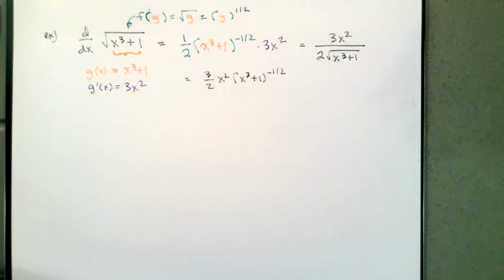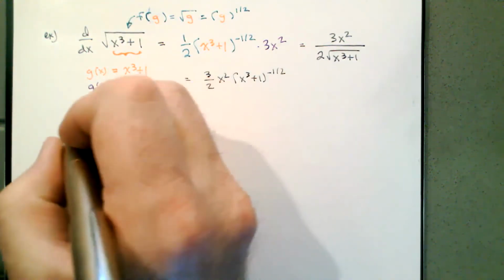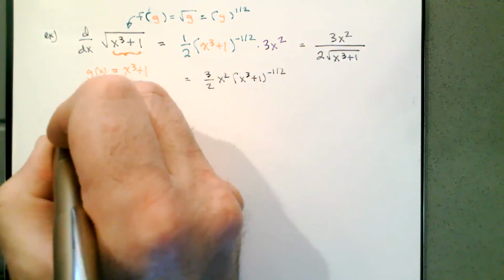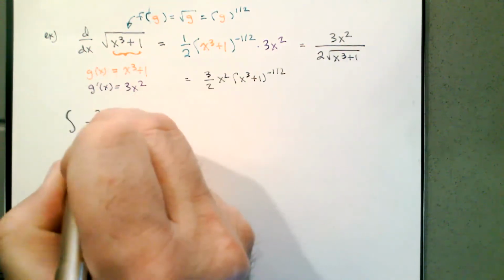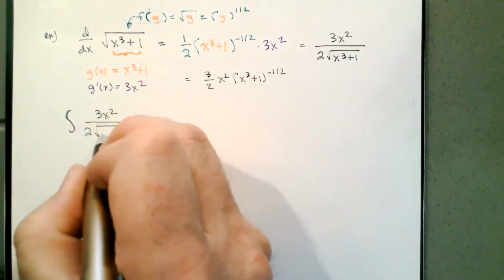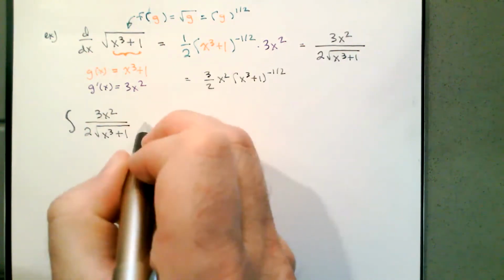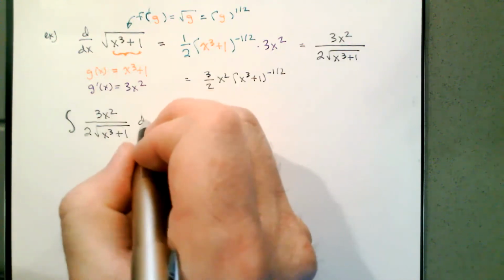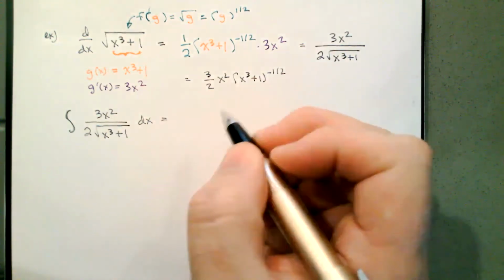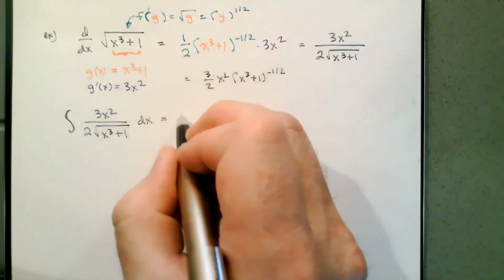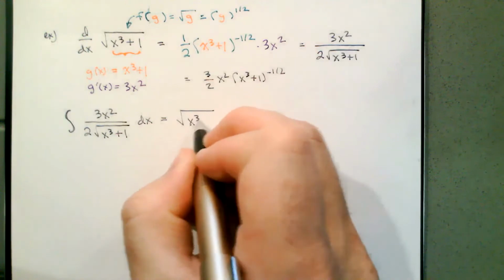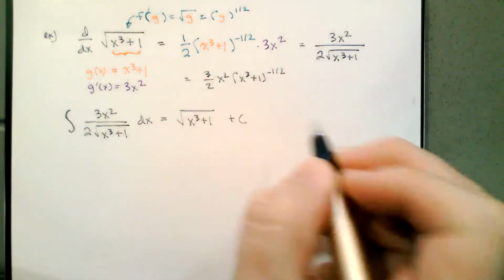All the derivatives that we know are now also going to be antiderivatives that we know. So this means that if we integrate 3x squared over 2 times the square root of x cubed plus 1 dx, we'll go back to what we started with. This will be the square root of x cubed plus 1 plus some constant.